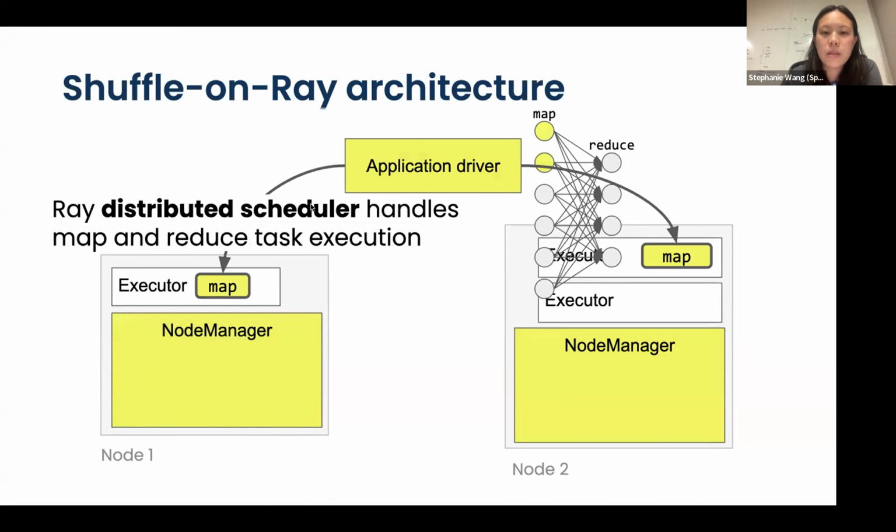And here we can submit these map tasks in parallel to the different nodes since they don't depend on each other. And once all of the map tasks finish, the driver will repeat the same process for the reduce tasks. And Jiajun will actually say more in the second half of this talk on how the scheduler is actually working under the hood.